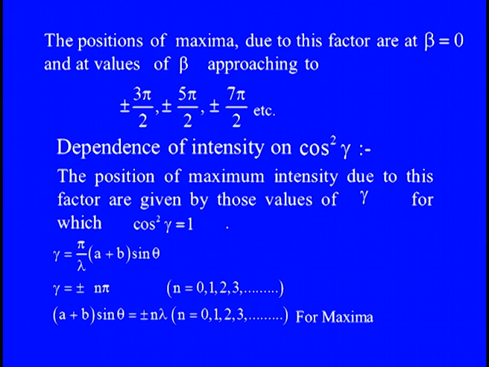Now, let us discuss the dependence of intensity on the cos²γ term. The positions of maximum intensity due to this factor are given by those values of γ for which cos²γ is equal to 1, where γ = π/λ (a + b) sin θ. So, cos²γ will be 1 when γ = ±nπ, where n = 0, 1, 2, 3 and so on, or (a + b) sin θ = ±nλ, again n = 0, 1, 2, 3. This is the condition for maximum intensity in the double slit diffraction pattern.